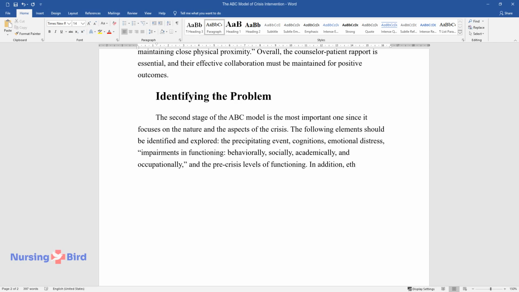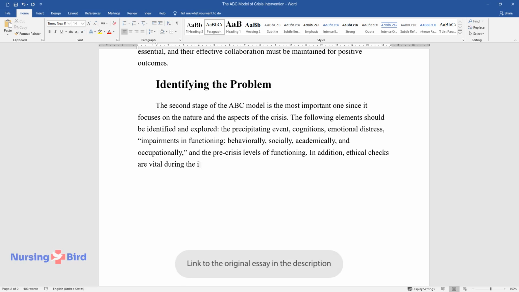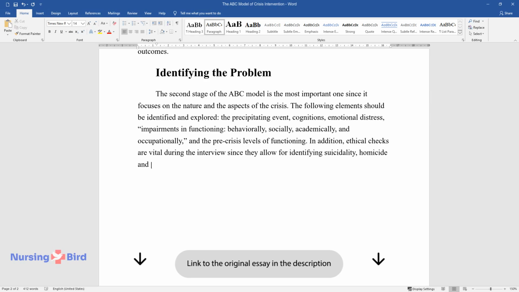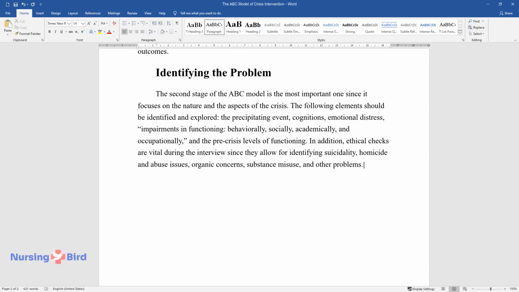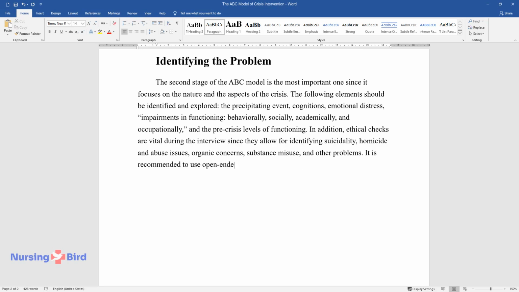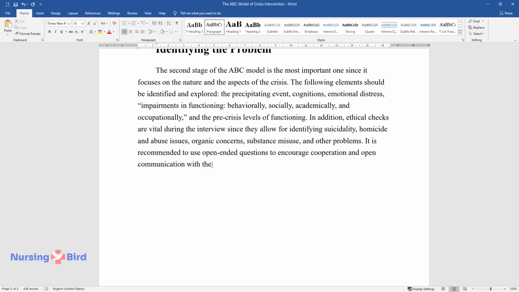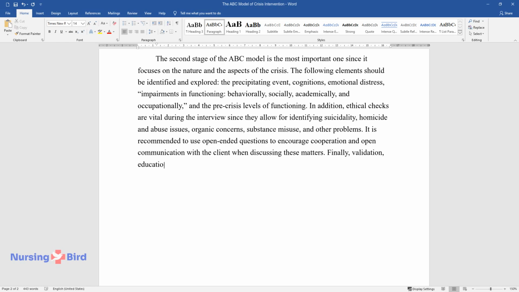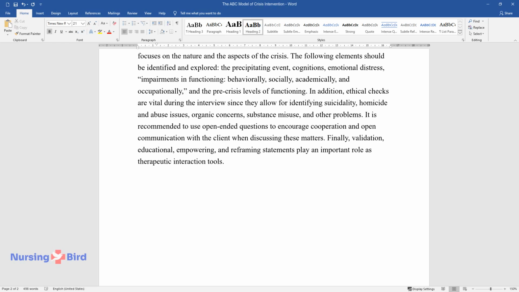In addition, ethical checks are vital during the interview since they allow for identifying suicidality, homicide and abuse issues, organic concerns, substance misuse, and other problems. It is recommended to use open-ended questions to encourage cooperation and open communication with the client when discussing these matters. Finally, validation, educational, empowering, and reframing statements play an important role as therapeutic interaction tools.